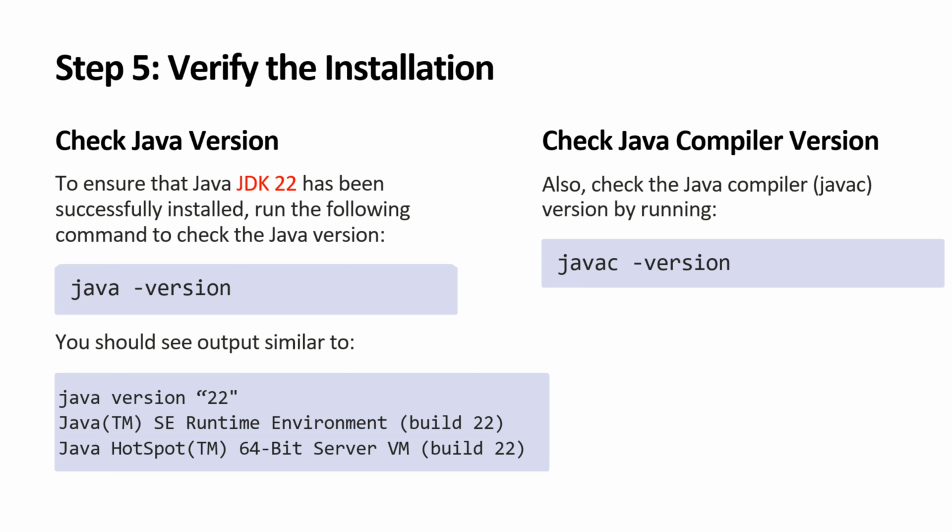Step 5 is verify the installation. For that, check the Java version. To ensure Java JDK 22 has been successfully installed, you have to run this command, java -version. Then you will see output similar to this. Then check the Java compiler version by running the javac -version command.